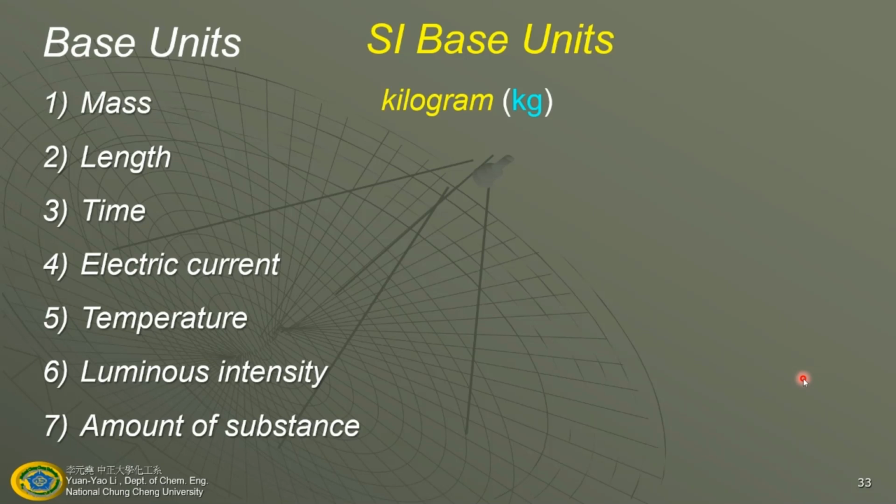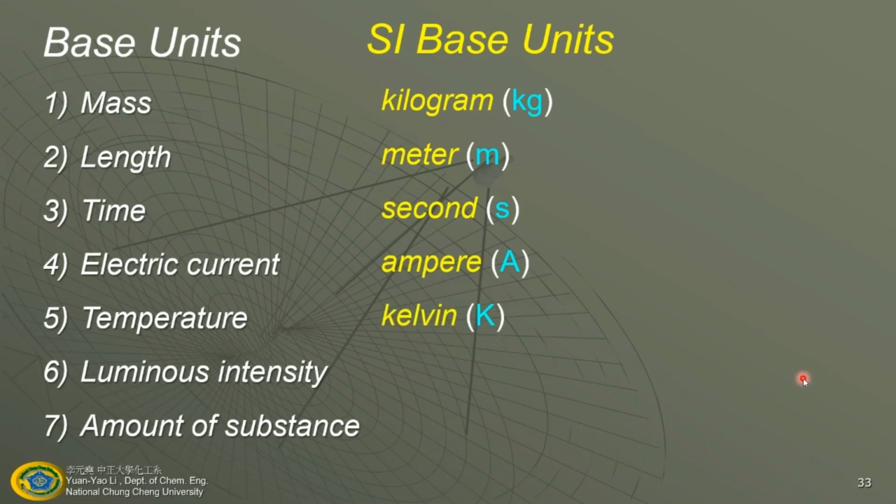So mass is kilogram. How about length? Meter, right? How about time? Second. Electrical current: ampere, you can call it amp. Temperature: Kelvin. Luminous intensity: cd, candela. How about amount of the substance? Mole. So there are 7 base units, and these are the SI base units. I hope you remember this well.